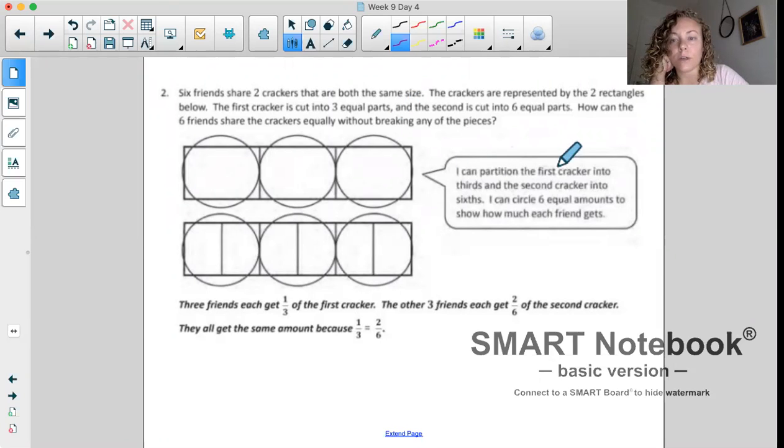I can partition the first cracker, so this one up here, into thirds, and the second cracker into sixths. I can circle 6 equal amounts to show how much each friend gets. 3 friends each get 1/3 of the first cracker. The other 3 friends get 2/6 of the second cracker. They all get the same amount because 1/3 is equivalent to 2/6. So whether you get this piece or this piece, it's the same amount. This is just one bigger piece, and this has 2 smaller pieces.